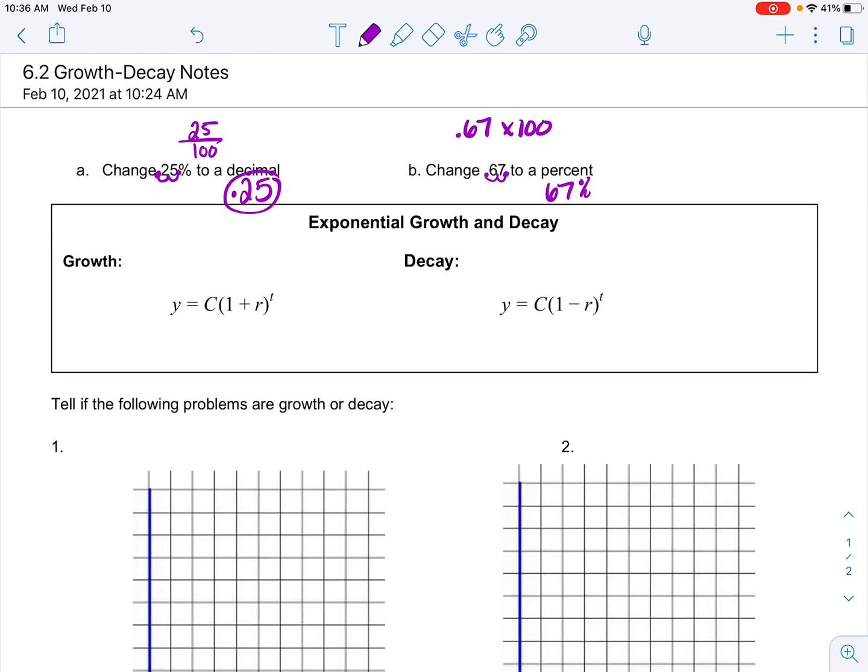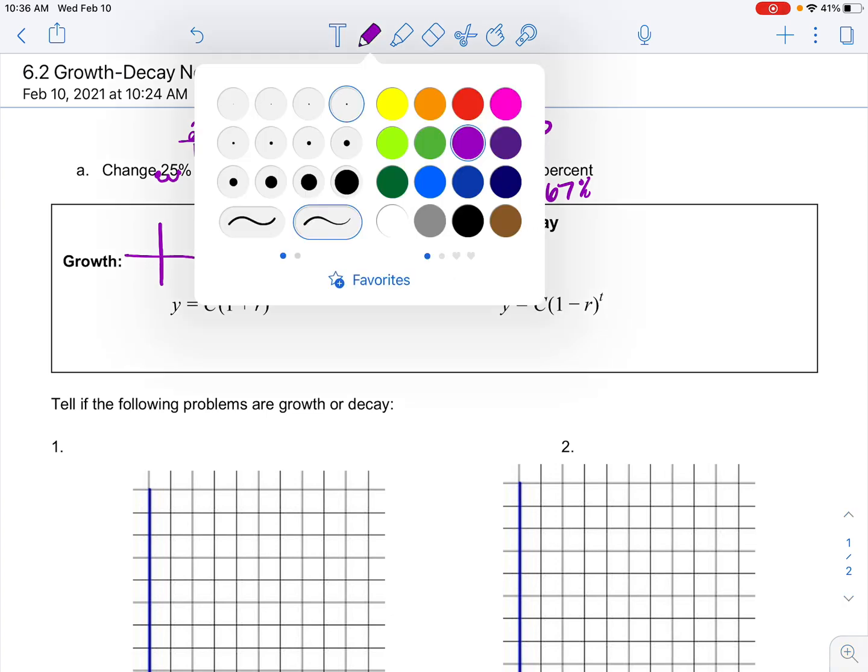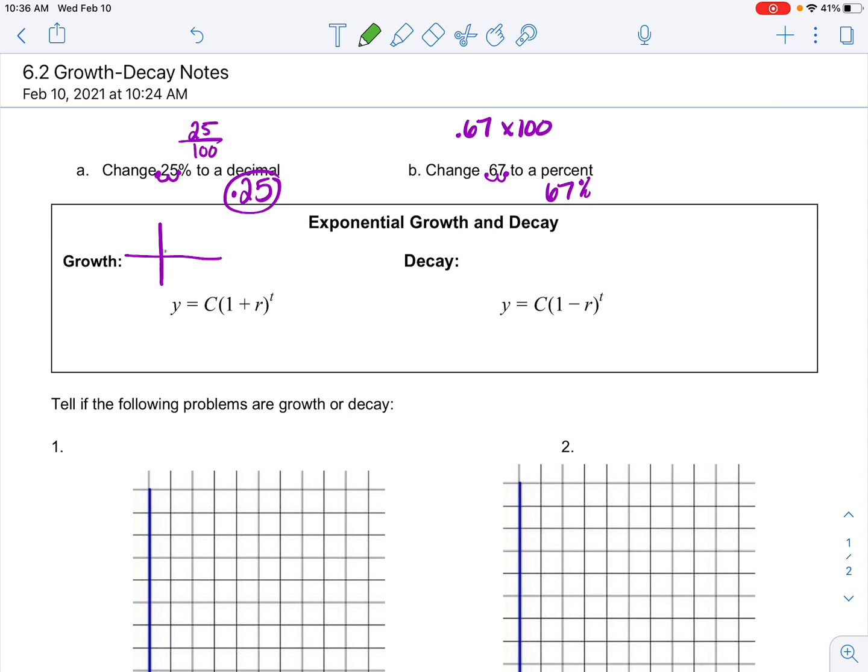So exponential growth and decay, instead of having a line on the graph, it's going to be moving exponentially. Exponential growth looks like this. It's going to start low and it's going to grow quickly going up. So now it's like a curve that's growing faster and faster. Exponential decay is the opposite. It's going to start high and it's going to decrease. So that's what your graphs look like. That's what you should be picturing.